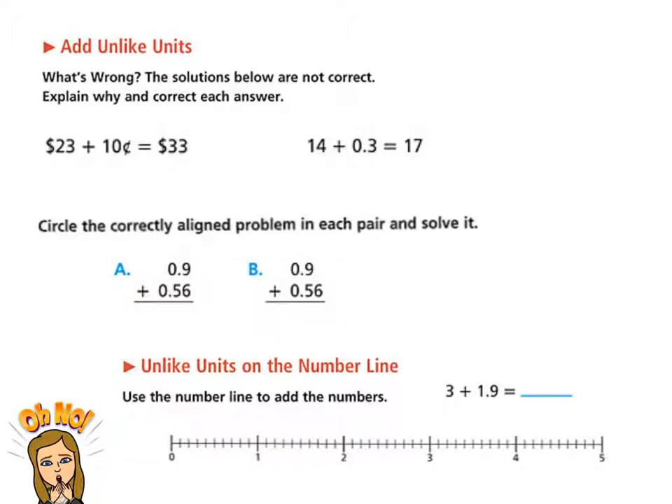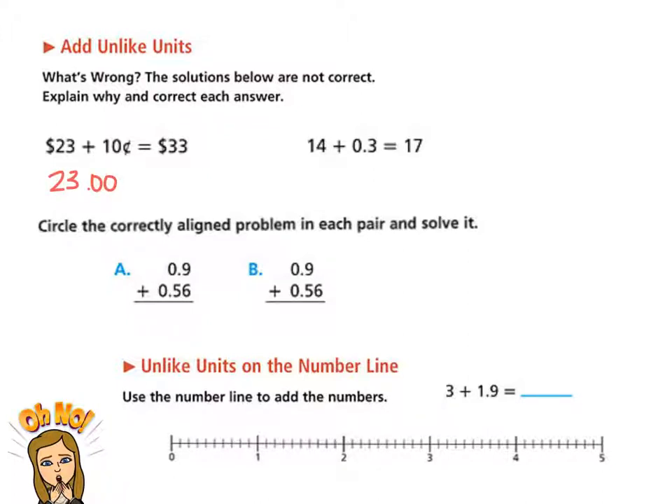So now I want to show you what could happen when you add unlike units. Oh no! So we're going to look at these ones and figure out what's wrong. The solutions below are not correct. Explain why and correct each answer. All right, so here we have the dollar symbol. So $23, which would, on a price tag, look like this.